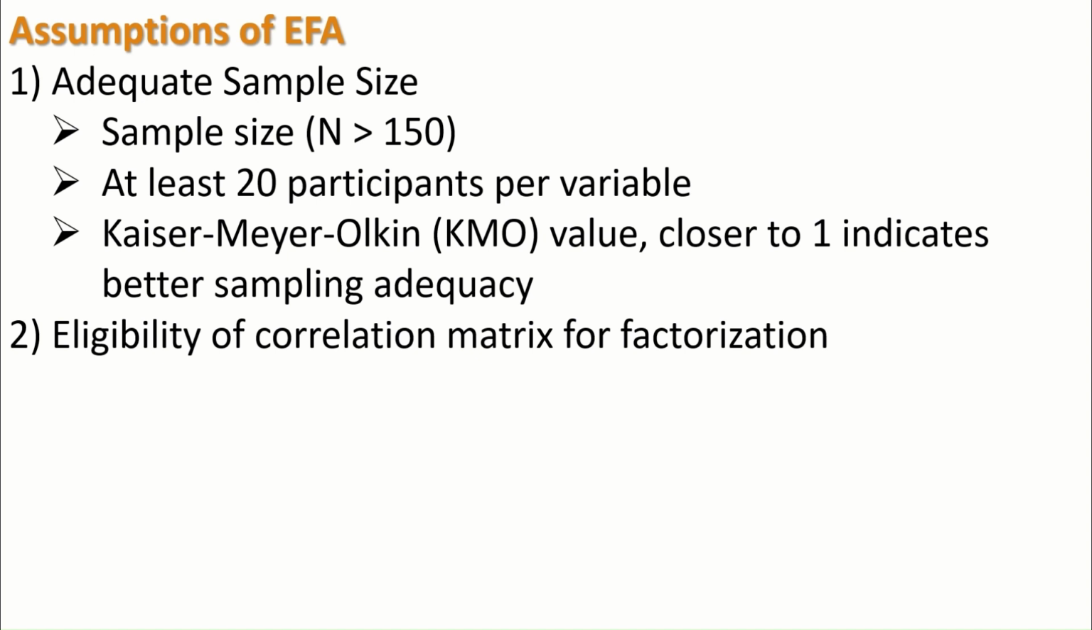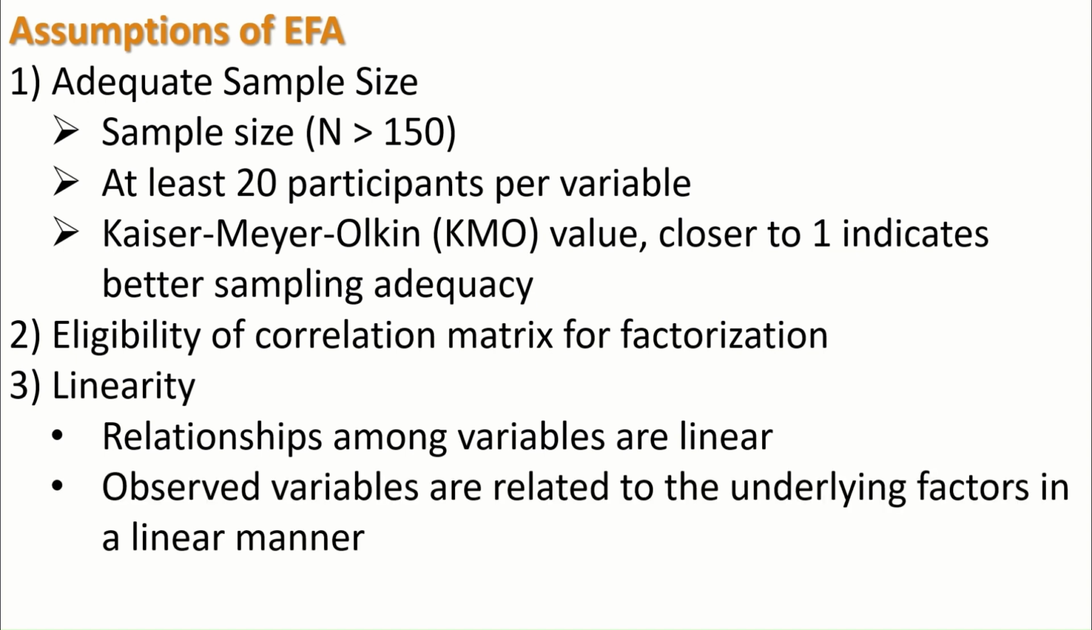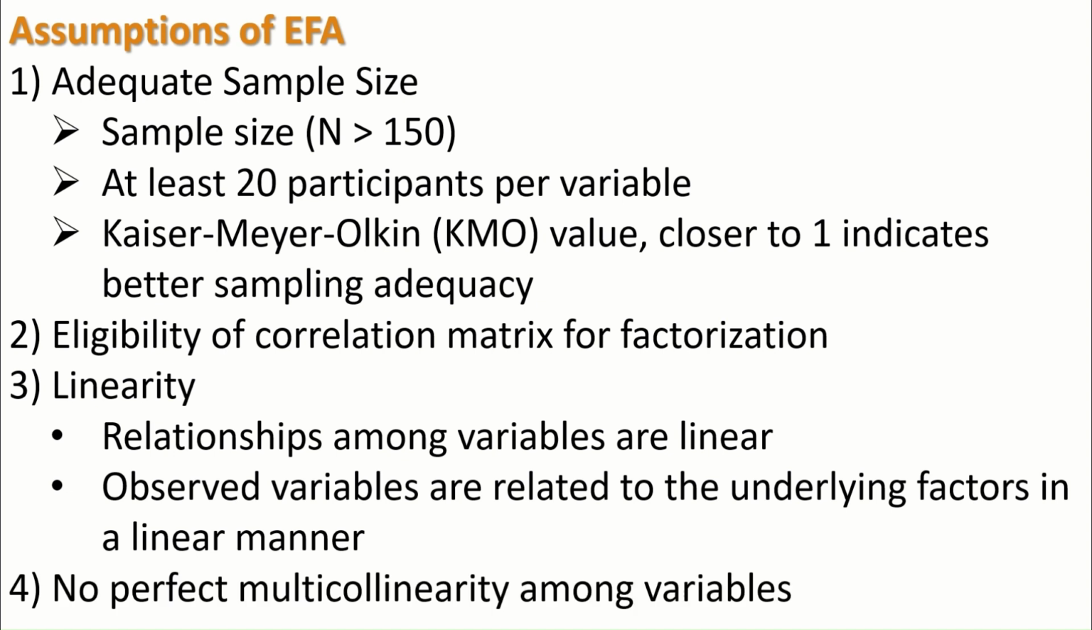The second assumption that has to be fulfilled is the eligibility of the correlation matrix for factorization. The third assumption is linearity. There should be a relationship among variables, and those relationships are linear. So observed variables are related to the underlying factor in a linear manner. The fourth assumption, there is no perfect multicollinearity among variables.